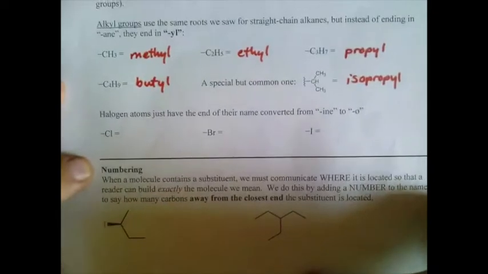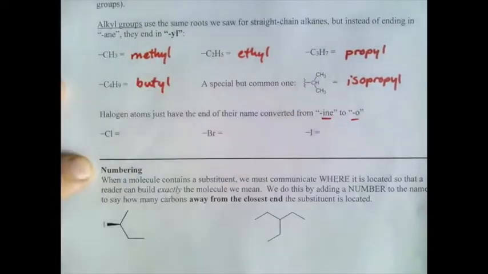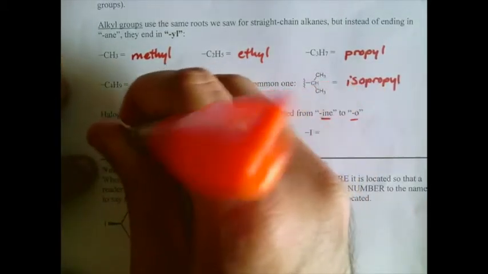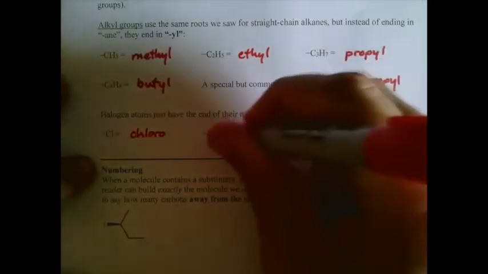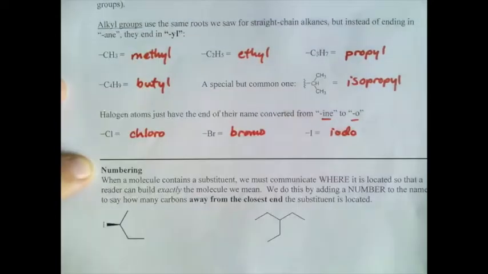Now as for the halogen atoms, the only thing we do is take the INE in their name and convert it to an O. So this isn't a chlorine substituent when it's attached, it's chloro. This would be bromo. And this would be iodo. So as we established, this is the basic idea.